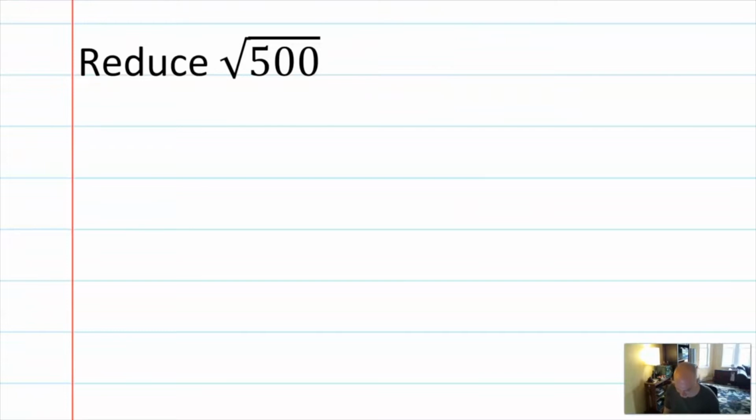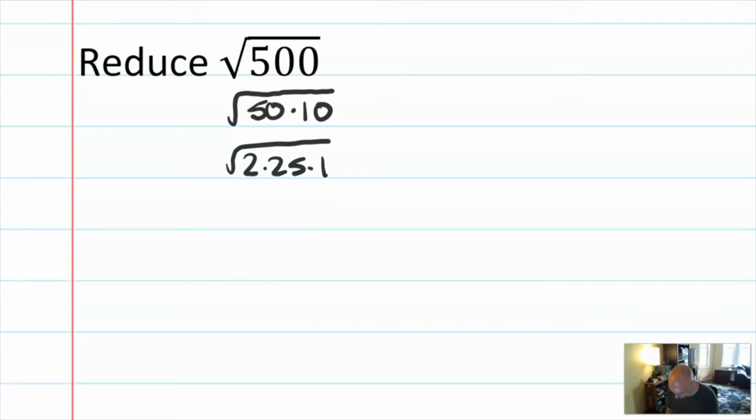You've probably seen problems like this before. Using the product property, it might ask us to reduce the square root of 500. The way that this works is you're going to use that product property to turn this square root into roots of other numbers you know. So for example, 500 is 50 times 10. I'm kind of doing this in maybe not the obvious way because I want to show something off. This is the square root of 50 times 10. That can be turned into the square root of 2 times 25 times 10. That could be turned into the square root of 2 times 25 times 2 times 5.